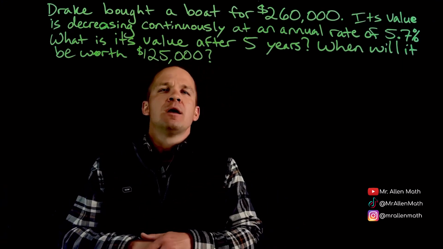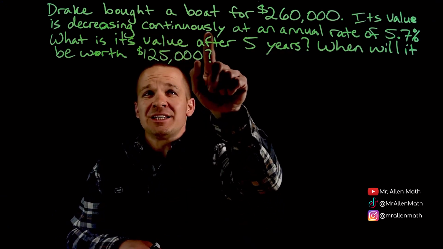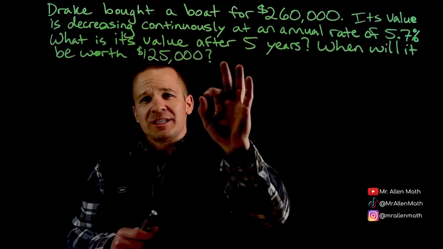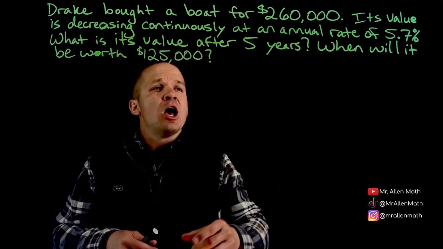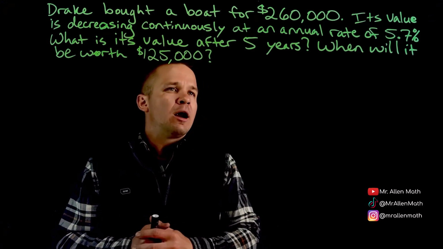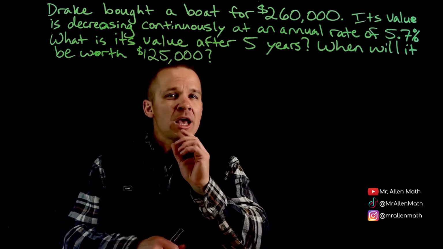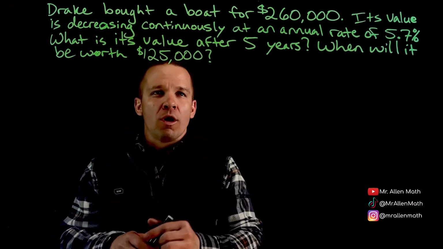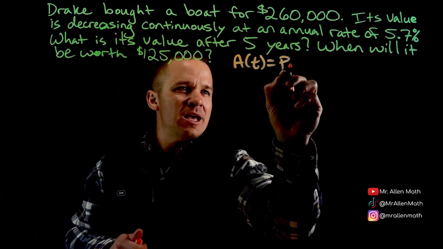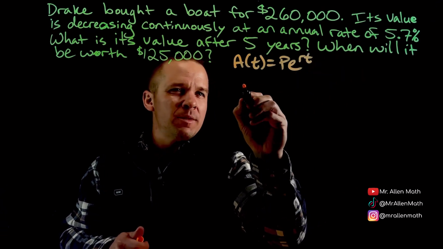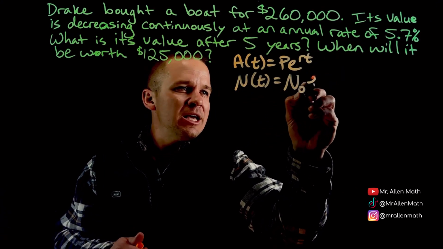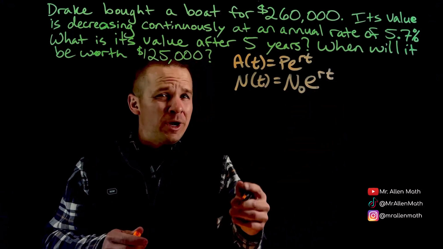All right. So big thing here is that it's decreasing continuously at an annual rate. Now, although we see annual here, continuously tells us it's going to be a particular formula, right? We're going to have an annual rate regardless of how it's compounding. All right, so continuously. That's an A = Pe^(rt) formula, or sometimes people write it, so we got A of t equals P e to the rt, or sometimes you'll see it as N of t equals N naught e to the rt. Each one is the same.